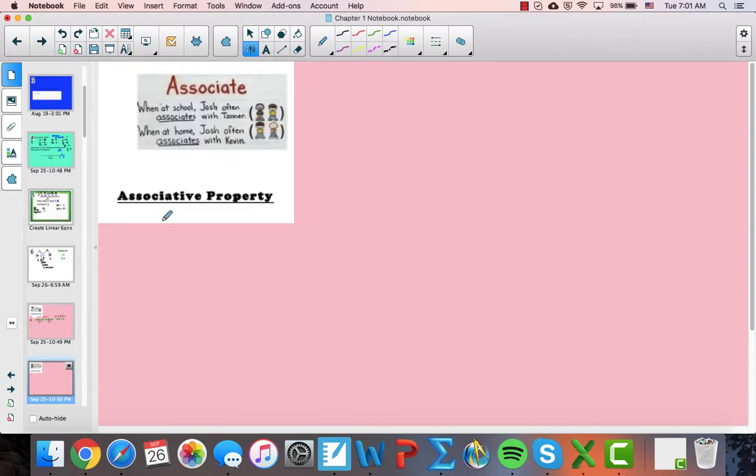The associative property basically means that you can associate with different people. When at school, Josh often associates with Tanner. When at home, Josh often associates with Kevin. So with addition, I could do 3 plus 4 plus 6. Depending on how I see this, I could associate the 4 and 6 and add them together, or I could associate the 3 and the 4 and add them first to make it easy for myself. It really depends on what you feel the most comfortable with.